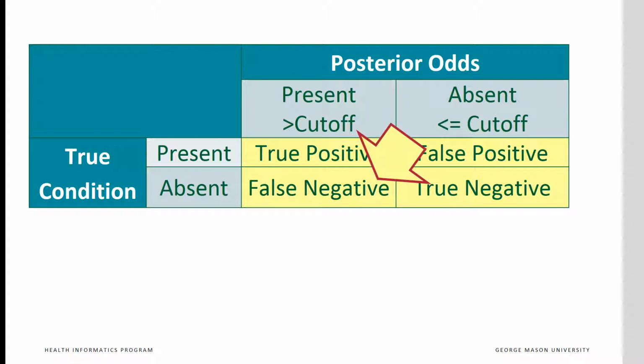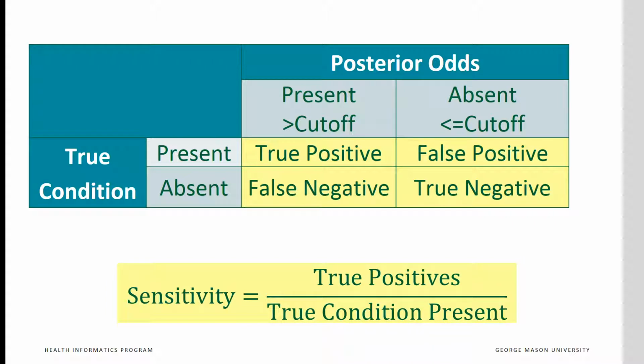False negative refers to errors in predicting the absence of the condition. False refers to errors in prediction, and negative refers to the absence of the condition. False positive refers to errors in predicting the condition. It is called false because it is an erroneous prediction. It is called positive because the error occurs when the condition is absent.